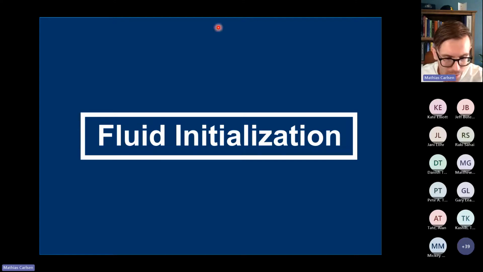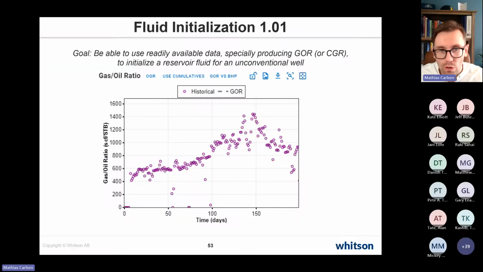So we're going to just continue here with the fluid initialization. This is related to probably the most important goal of the whole class, which is to be able to use readily available data, specifically producing GOR or CGR, to initialize the reservoir fluid for an unconventional well. That's most of the cookie-cutter usage of the PVT feature. There are more advanced features too, but we'll focus on the GOR feature today.